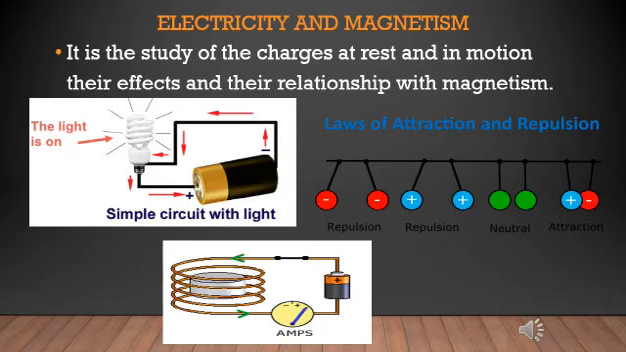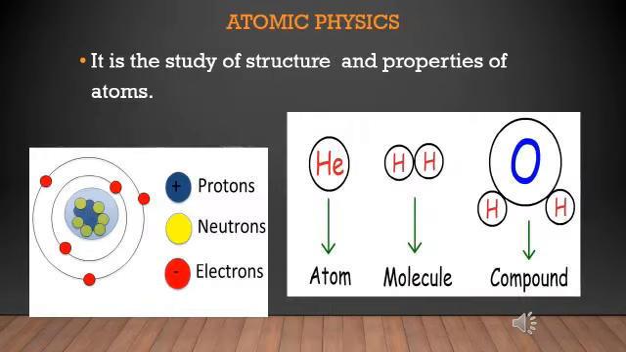Why? Because whenever the electric current passes through any electromagnet, the magnetic effect is produced, the magnetic field is produced. So in this field of electricity and magnetism, we study the link between electricity and magnetism. Let's come to the definition of electricity and magnetism. Electricity and magnetism is the study of charges at rest or in motion. We study their effects and their relationship with magnetism.